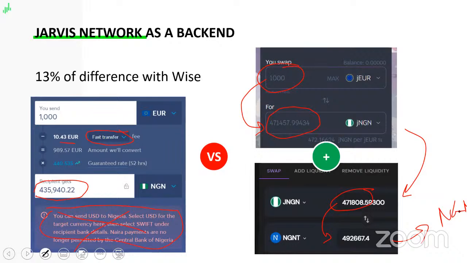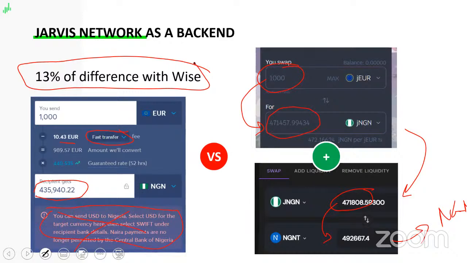which means that the difference between Wise and Jarvis plus Ellipsis plus Mont Pelerin plus Buycoins, it's a lot of intermediaries, is 13% of difference. So again, it's a lot of transactions. With Wise, you have nothing to do. You just need to pass a KYC, send euros, and the recipient needs to pass a KYC and get their Naira directly in their bank account. So of course, it's more convenient.